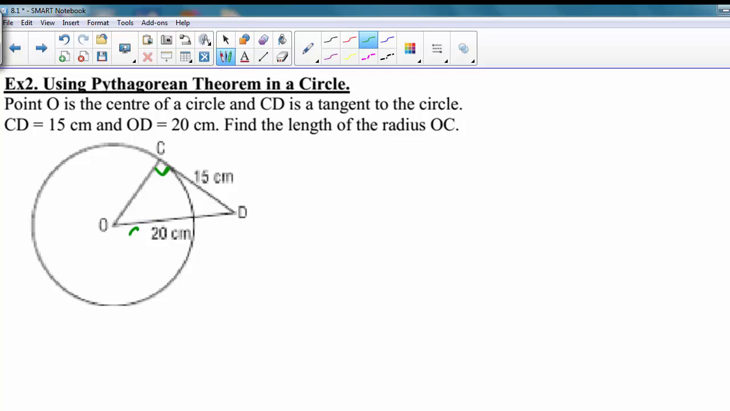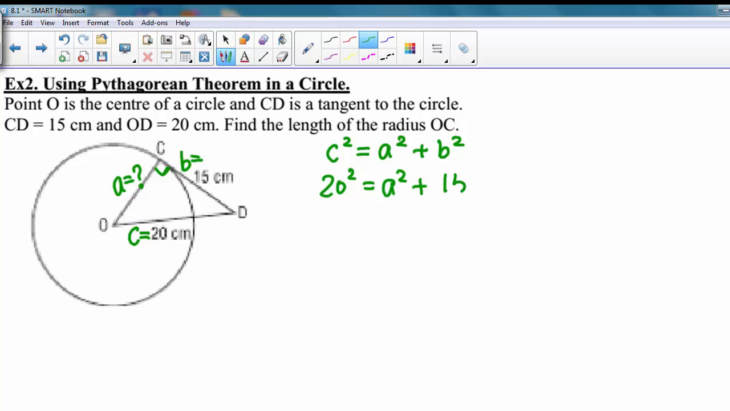And I have the hypotenuse C equals 20 centimeters. This side is the missing side that we need to look for. And this side is given, which is 15 centimeters. I let the side be B. So based on the Pythagorean theorem, I will have C squared equals A squared plus B squared. C is 20 centimeters. I replace the C with 20. A squared is the missing side squared. B is 15 squared. So 20 squared is 400 equals A squared plus 225.